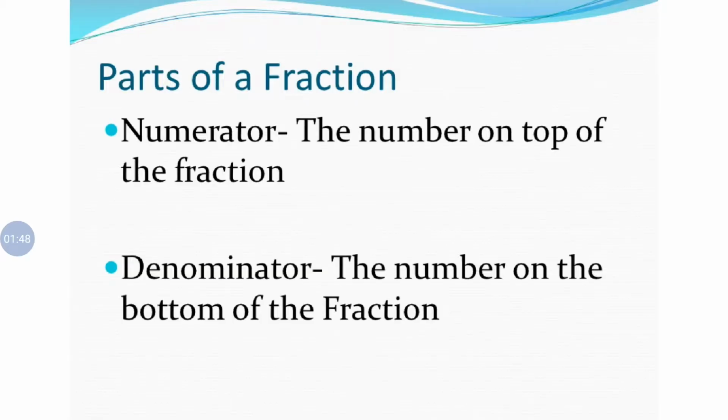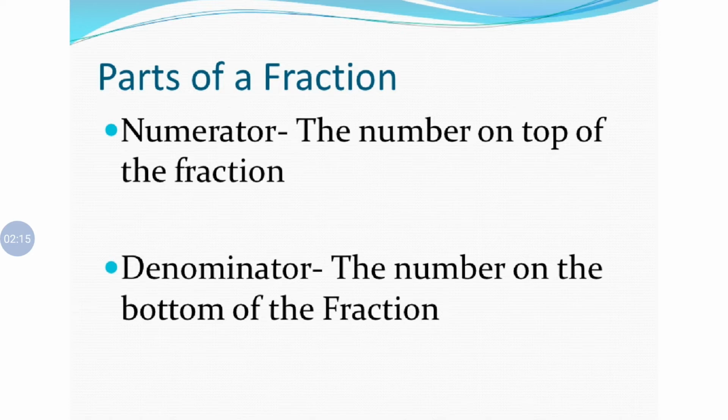Parts of the fraction. Numerator: the number on the top of the fraction. Top of the fraction means a in a by b. A is the numerator. The number on the top of a fraction is called a numerator. So that is called a.